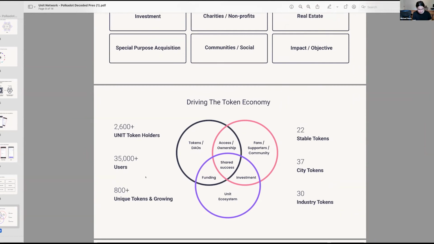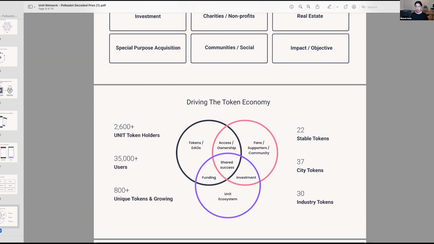So you can think of this as effectively our network behind Unit. You can think of the stable tokens as things which are able to get a lot of the value and wealth in the world onto the Unit network and the token economy.